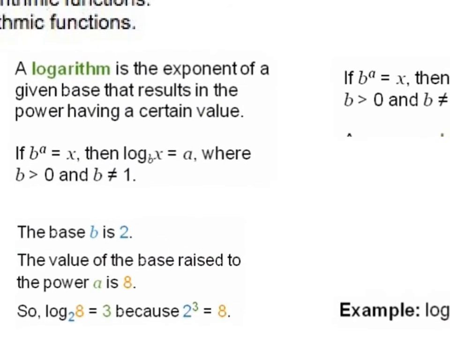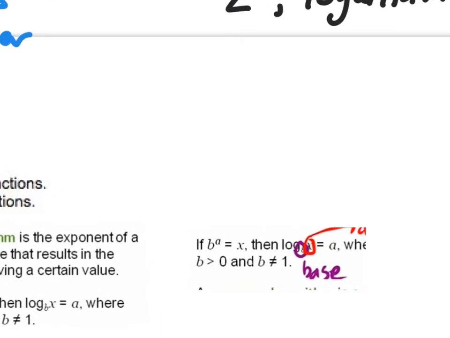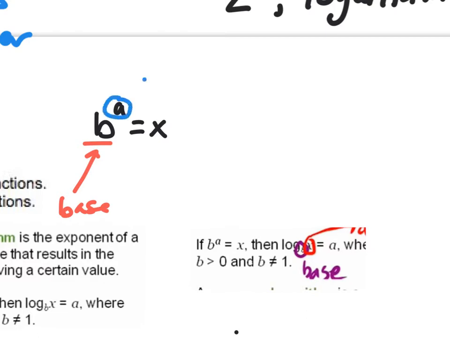So let's take a look at that, and let me talk about it. If you've got b to the a power is equal to x, what do we call the b? We call that the base. This is our base. The a up here, what do we call that? The exponent. That's your exponent. And you take b to some power, it gives you x. b, a, and x are all numbers.